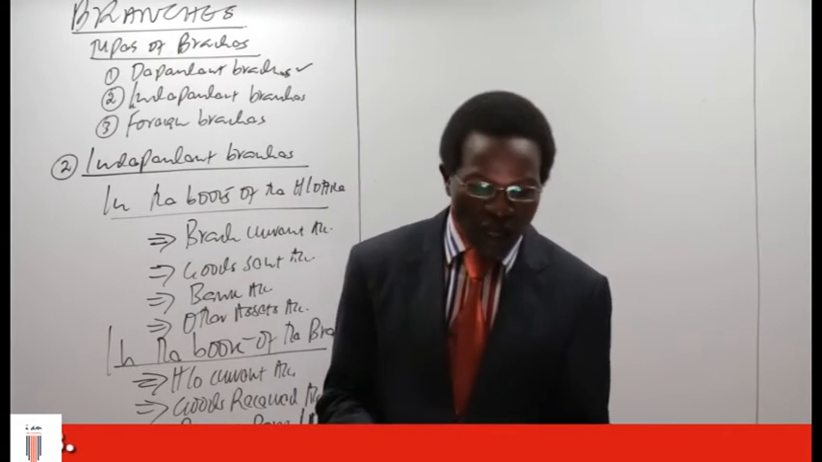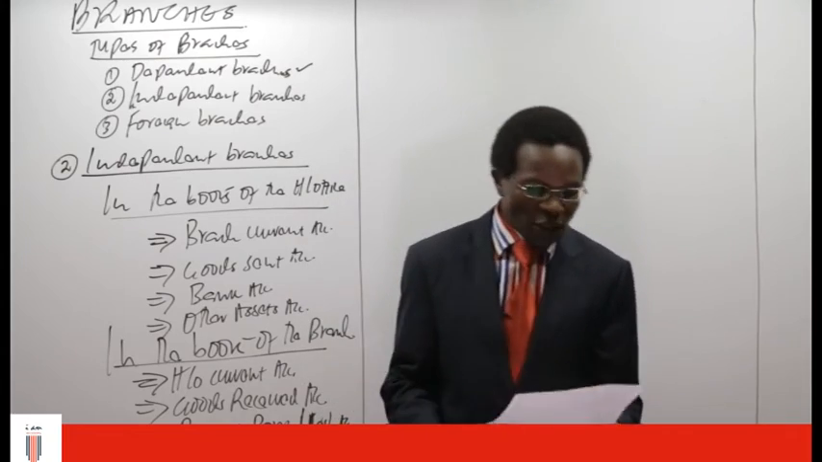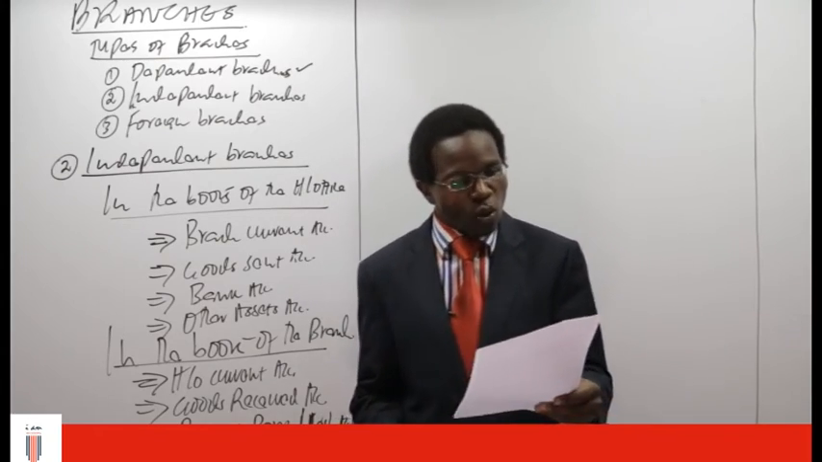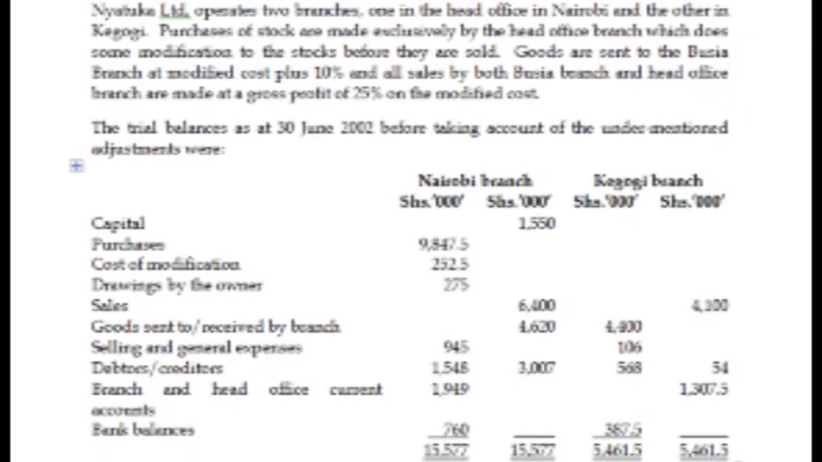Now, we are looking at question 1. This illustration question: Nyatuka Enterprises operates 2 branches, one in the head office in Nairobi and the other in Busia.